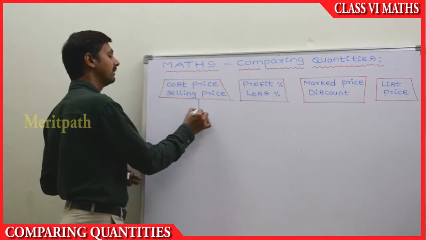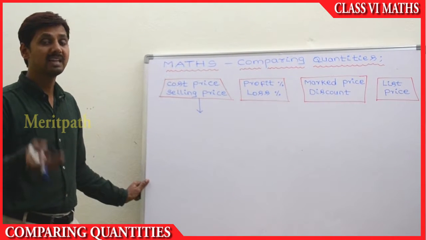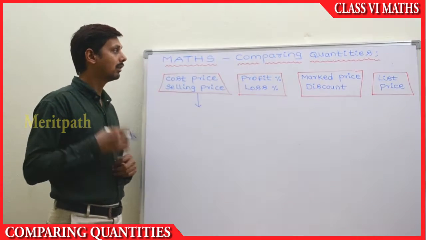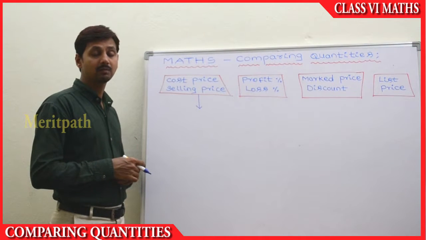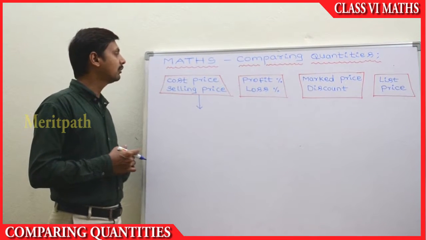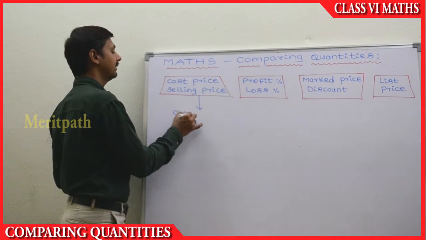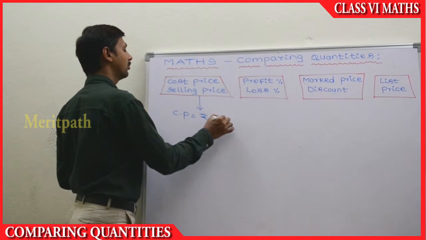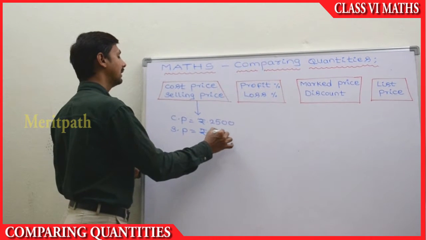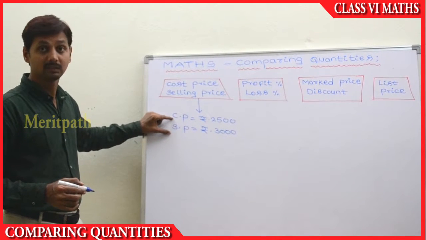Starting with the cost price, as we discussed earlier, if cost price is more than the selling price, we get a loss. If selling price is more than cost price, we get a gain. After that we can find the profit percent and loss percent. So let's take an example: the cost price of an article is 2,500 rupees and the selling price is 3,000 rupees.